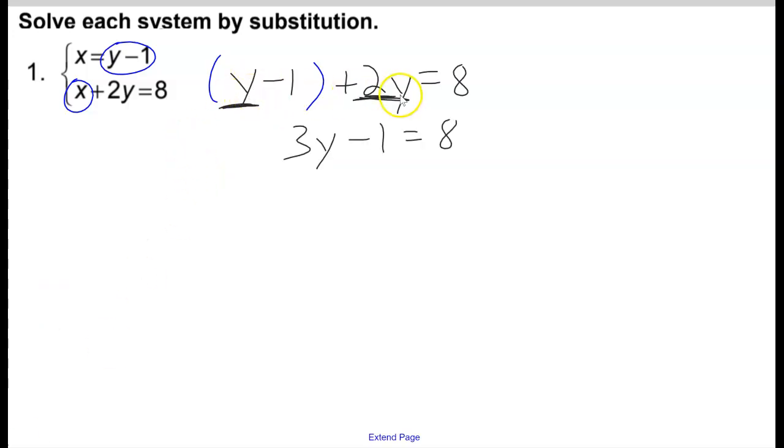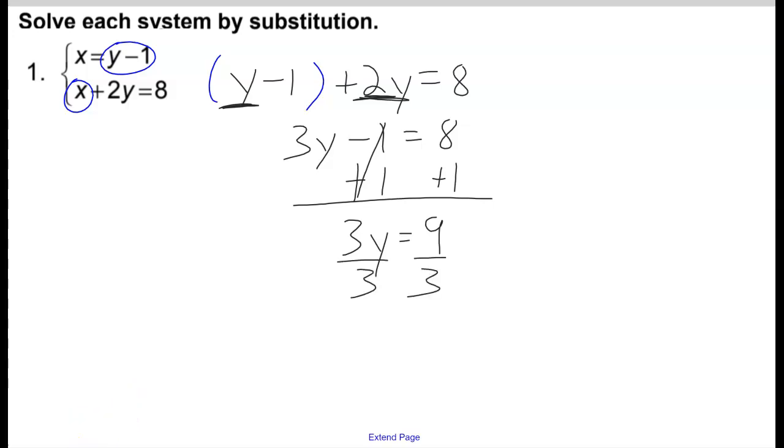First I'm going to combine like terms and get 3y minus 1 is equal to 8. Then I'm going to isolate the y by doing the opposite. First I add 1 on both sides. The 1s cancel out. Now I have 3y is equal to 8 plus 1, which is 9. Then divide by 3, and y is equal to 3. 9 divided by 3 is 3. So I've got one of the variables. I just need to plug it back in and get the other one.